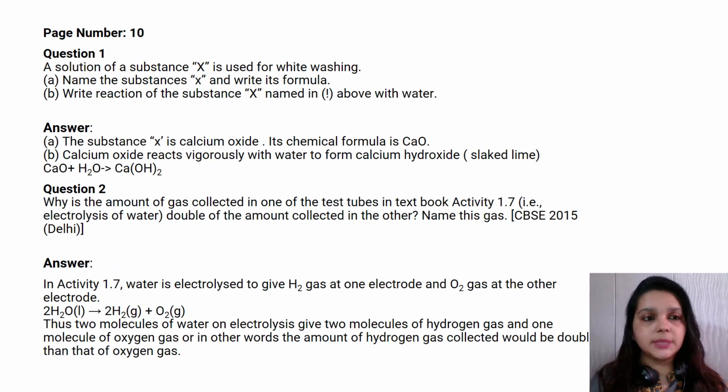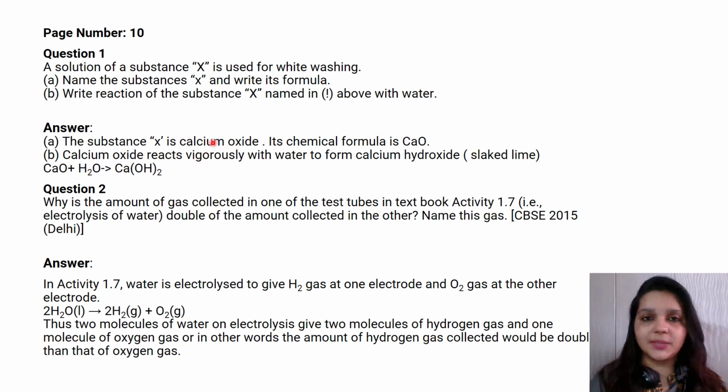Alright, let's move on to the next, page number 10. First question asks us, a solution of a substance X is used for whitewashing. We need to name the substance, what is this X, and we have to also mention its formula. Write the reaction of the substance X named in the first part above with water. Okay, so X we need to find out. A solution of a substance is used for whitewashing.